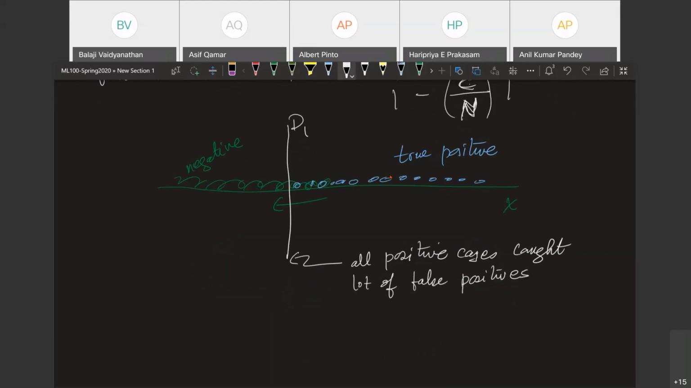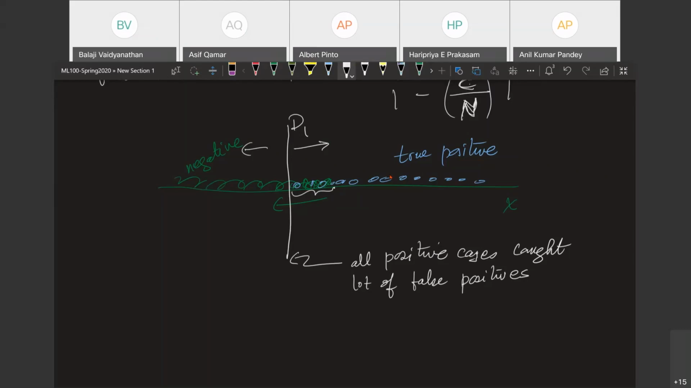Do you see that, guys? Why false positives? Because a lot of these green points I have marked as blue points. Isn't it? If this is the decision boundary, can you see that this is the area of mistakes? In this particular situation, a one-dimensional problem, this is the area of mistakes. And if I put the decision boundary at D1, I'll get all the positive cases, right? All of them will be caught, but I will have a high false positive also.